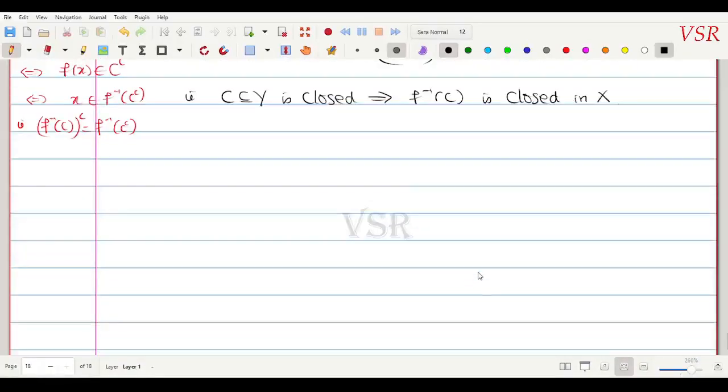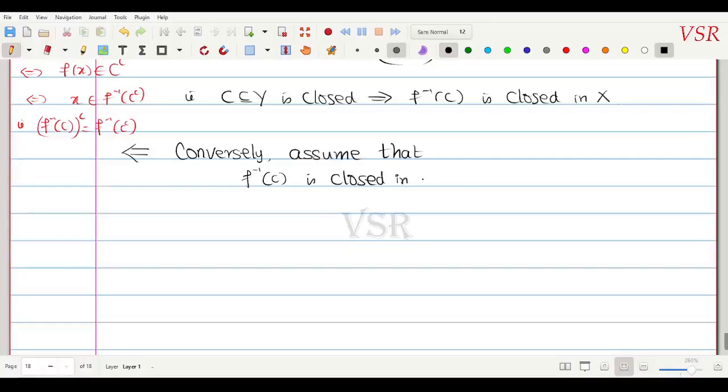Conversely, assume that f inverse of C is closed in capital X for every C closed in capital Y. If we take a closed set in Y, then its inverse image is closed in capital X. Now what do we need to prove? To prove that f is continuous.